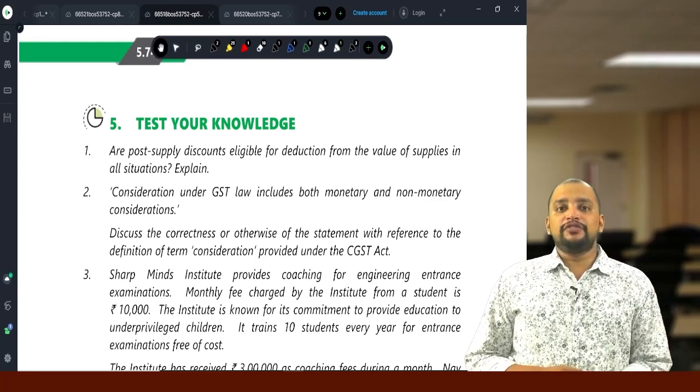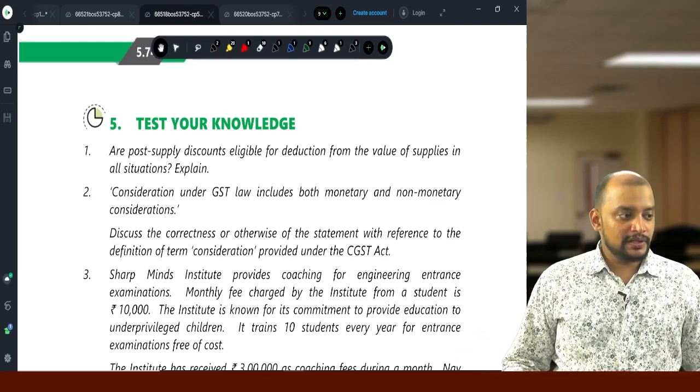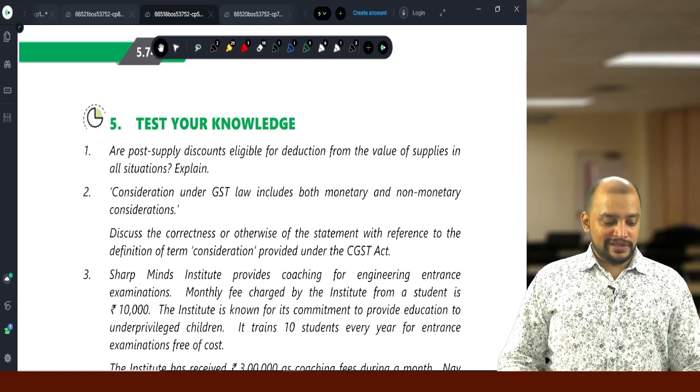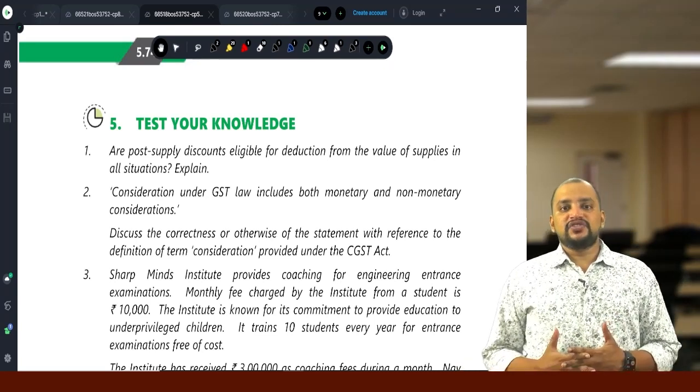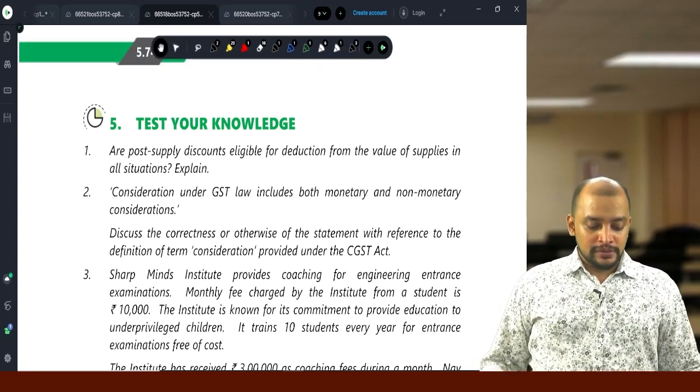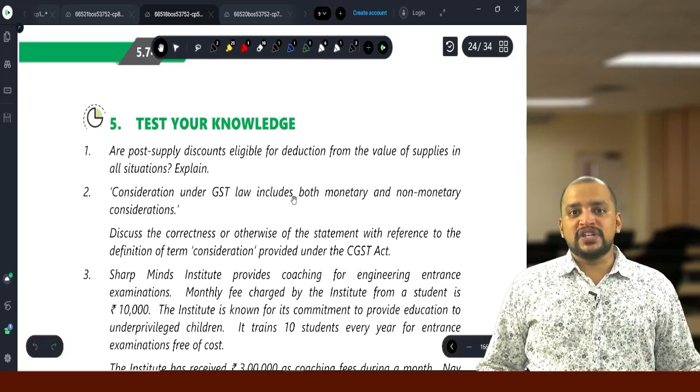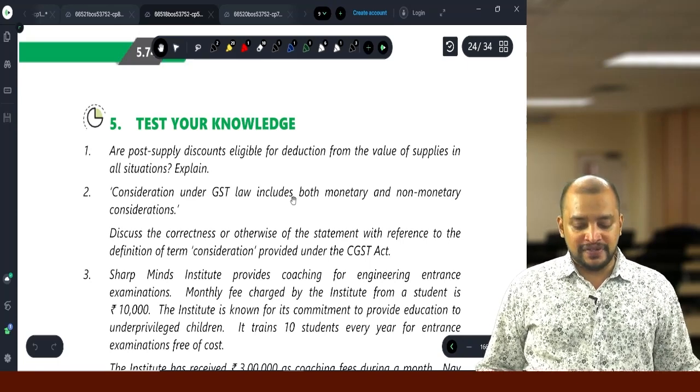We have completed a few topics in the last session. So we are now continuing with the remaining portion. Now we are going to discuss Chapter 5, Unit 2, that is Value of Supply. Test your knowledge questions on value of supply.